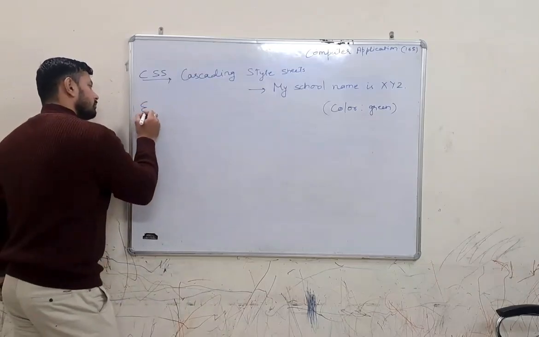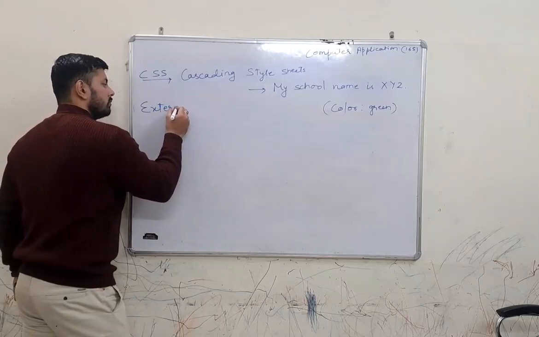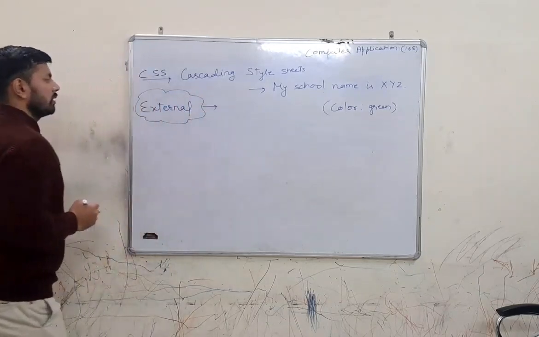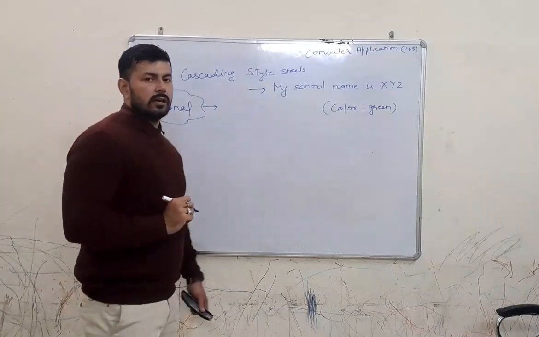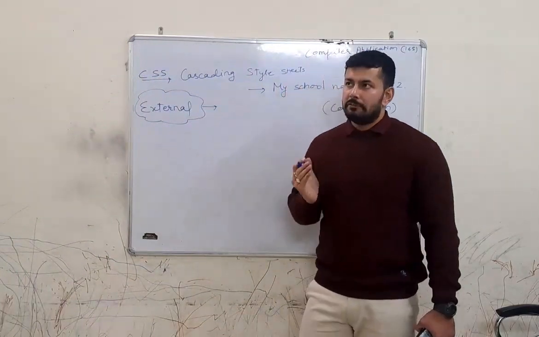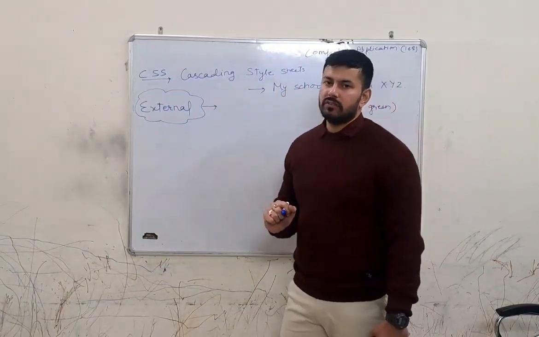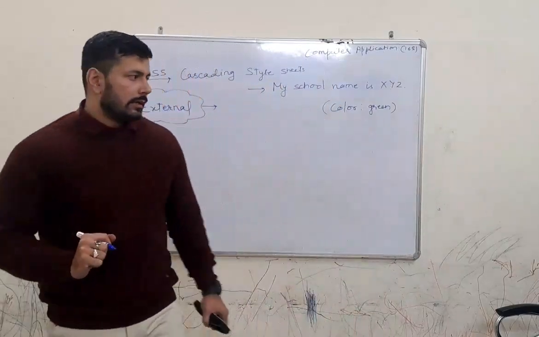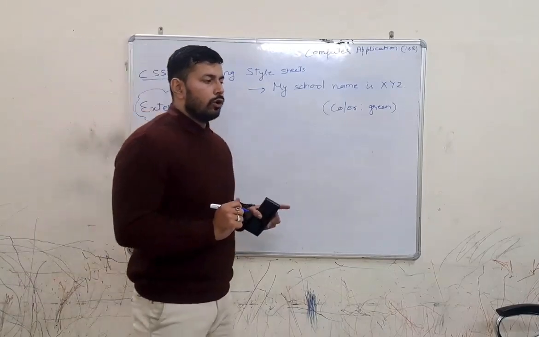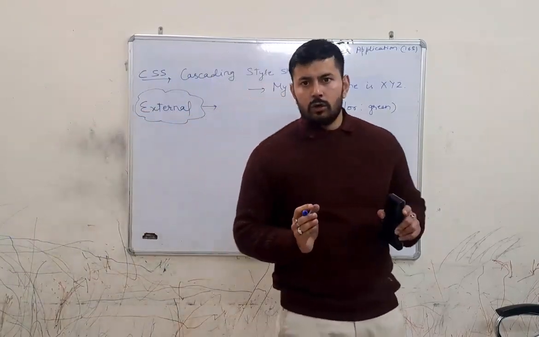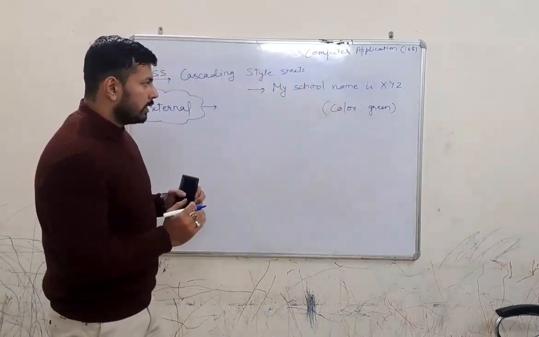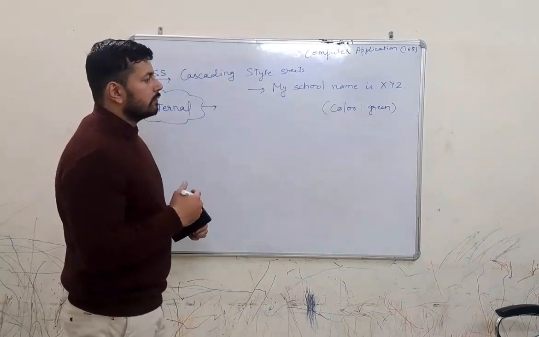The third one is external. The third and last type of CSS is external CSS. Basically, external CSS is a bit different from the rest of these two types. How is it different? Because in external CSS we have to open a new notepad window, and in that notepad window we have to write the particular code like selector, property, value.